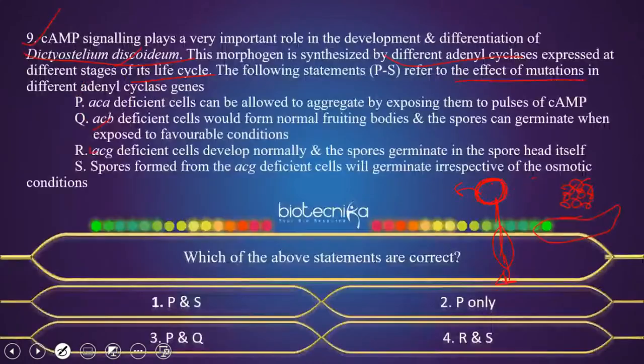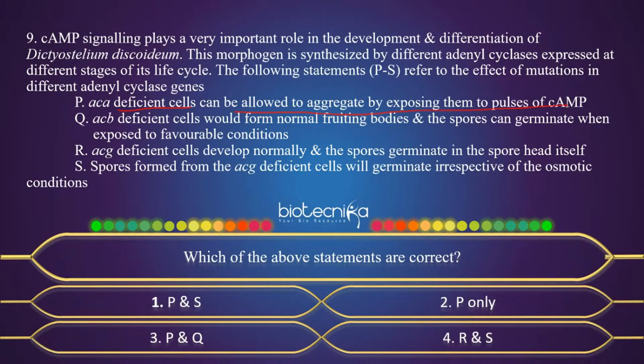So what it is saying in this question: ACA deficient cells can be allowed to aggregate by exposing them to pulses of cAMP. Correct. ACB deficient cells would form a normal fruiting body, and the spores can germinate when exposed to favorable conditions. No, because actually a normal fruiting body won't be formed, because ACB is responsible for formation of spores. ACB deficient means this is not correct. ACG deficient cells develop normally, that's okay, and spores germinate in the spore head itself. No, germination will be affected if ACG is deficient. So R and Q are not correct.